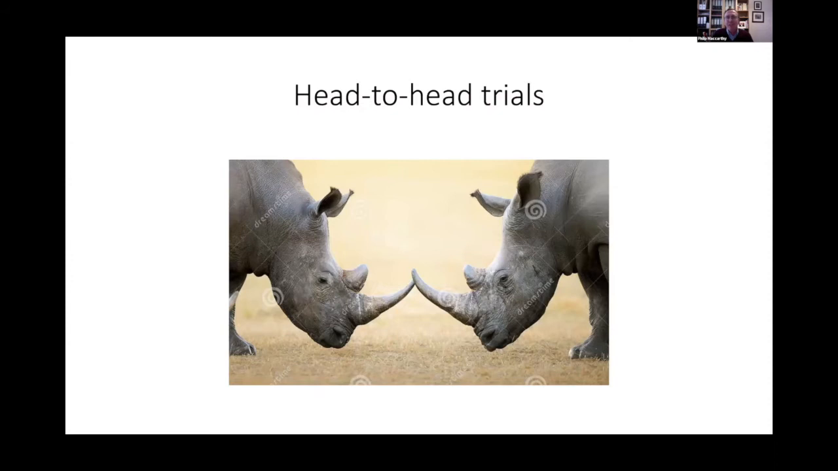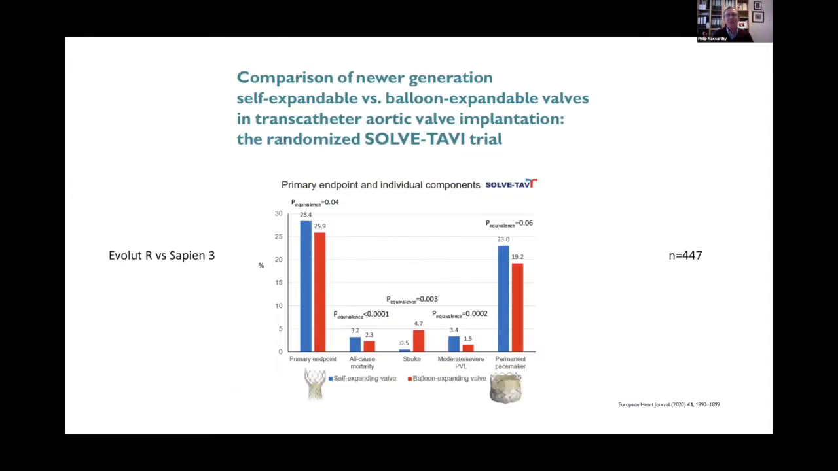Now it gets really fruity when we come to head-to-head trials. Industry not always keen to do these, but this is a Solve TAVI published last year, Evolute R against SAPIEN. And you can see this is sort of 6 of one, half a dozen the other. Primary endpoint slightly better with the SAPIEN. For some reason, stroke higher in the SAPIEN, hasn't been shown in other studies, but PVL and pacemaker lower with SAPIEN. The conclusion from Solve TAVI was they were probably equivalent, but had nuances either way.